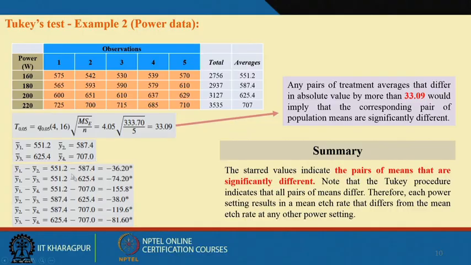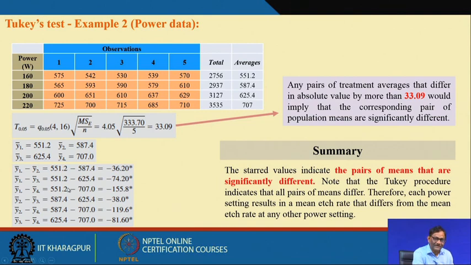Interestingly, here all the mean differences are significant, but there may be situations where some of the mean differences are significant and some are not. In the previous example we found that no mean differences were significant, and here all mean differences are significant, and there will be cases in between. So some other example may give you this kind of result.